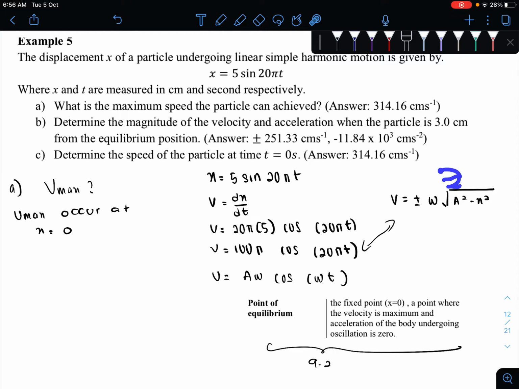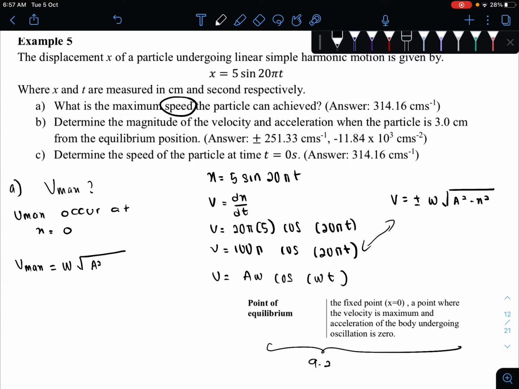So now I'm going to choose equation number 2 to find my v maximum, as I know my x is equals to 0. Here I don't know t, that is why I cannot use the first equation. So I'll have v max. Since the question only wants to know the speed, not the velocity, the direction doesn't matter here. I want to neglect the plus minus.